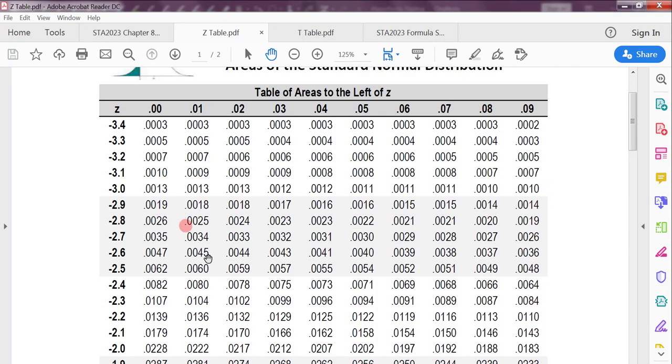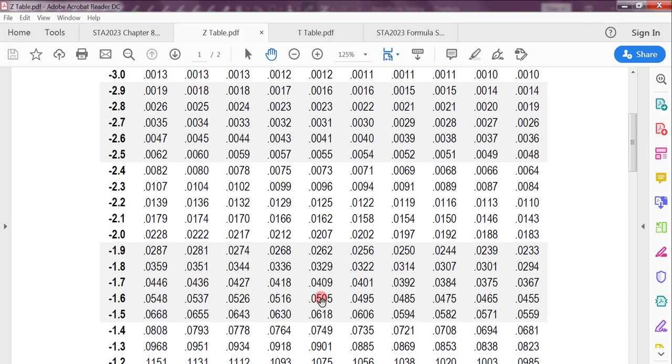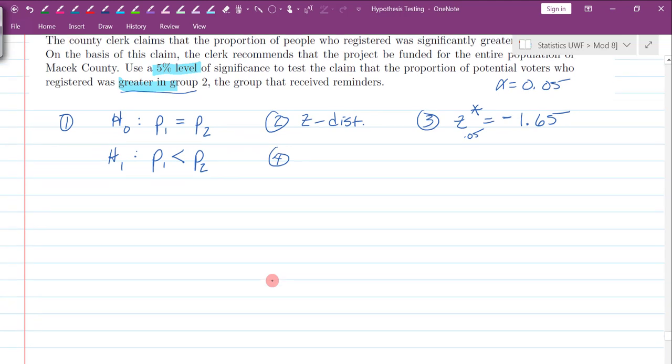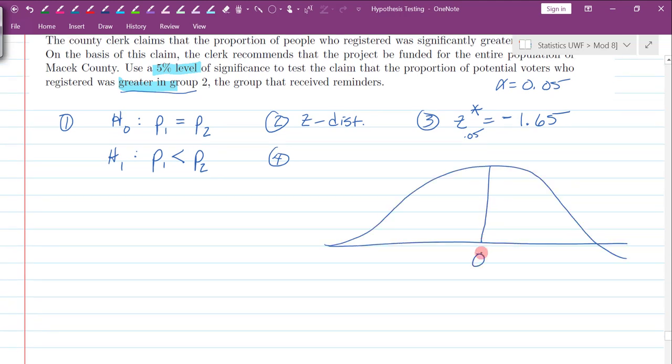0.05 will give us a negative 1.65. Negative 1.645, but we'll round it to negative 1.65. So that will be our critical value, negative 1.65. Step 4, draw a picture that represents our situation here. Okay, always draw your picture, remember that. It's a left-tailed test, so my z is going to be over here at negative 1.65.